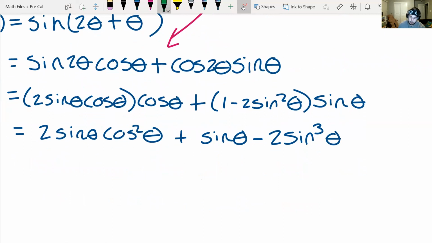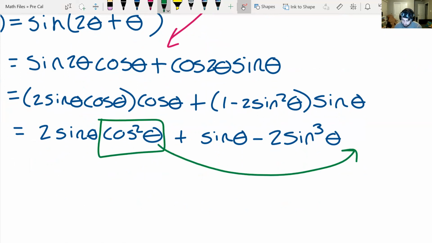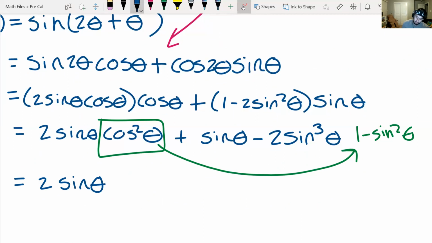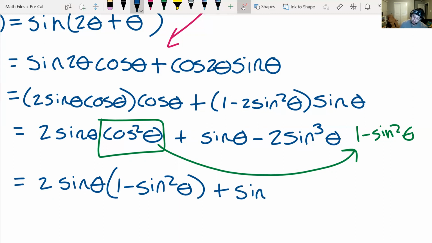Because now, again, I want this all in terms of sine. So we are using nothing but identities here. Identities and formulas. So cosine squared, we know, can become 1 minus sine squared theta. So that's what that's going to become. So you get 2 sine theta times 1 minus sine squared theta plus sine theta minus 2 sine cubed theta.